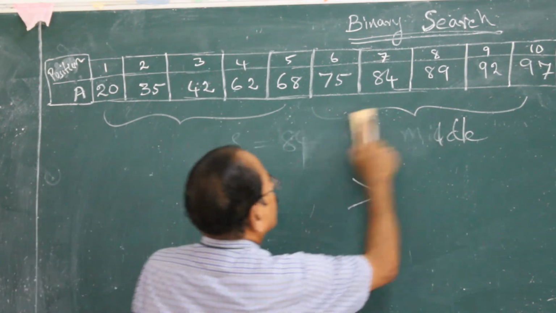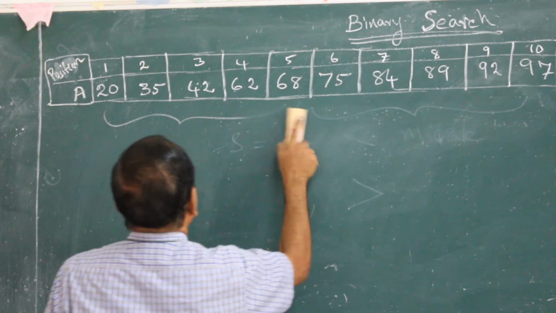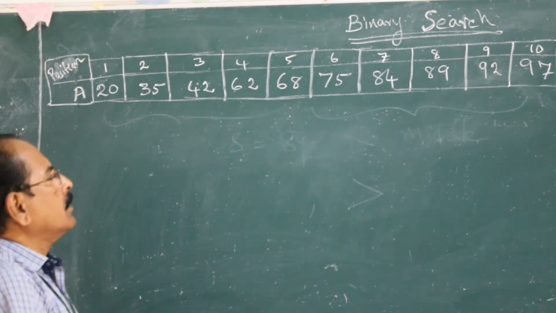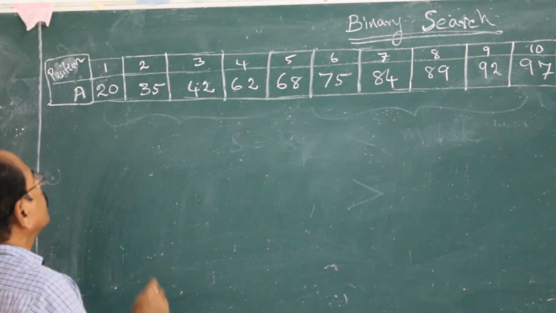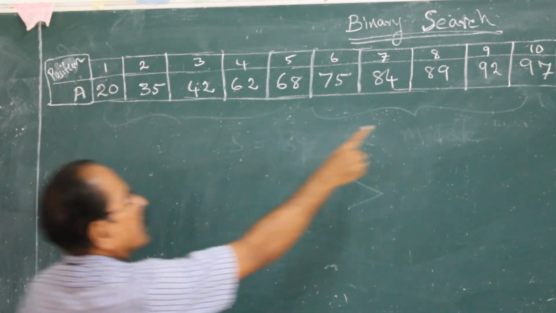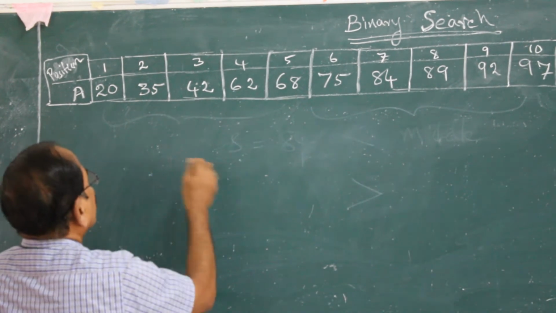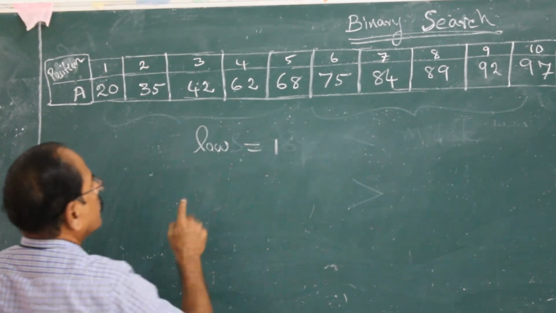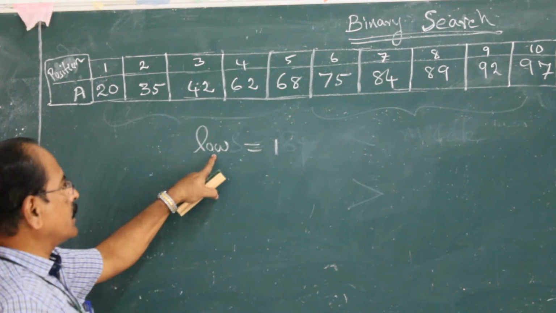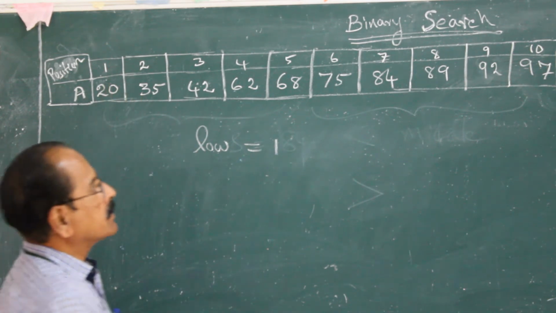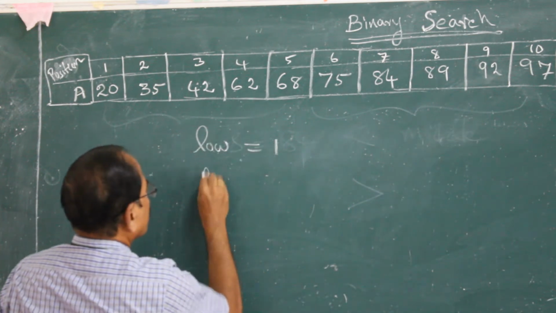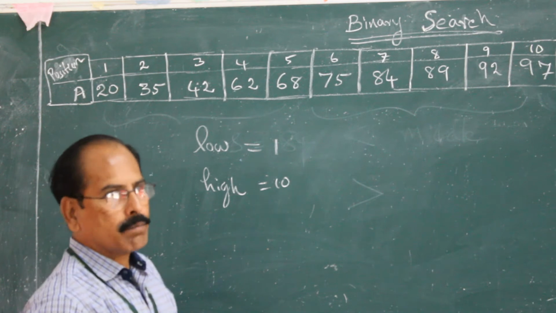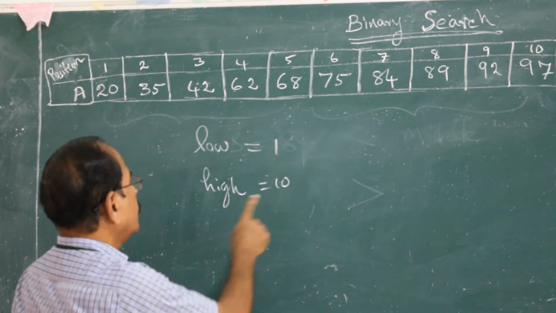Here, ten elements are there. The first position is 1, the last position is 10. Let us consider low equal to 1. It represents the first position of the array. Similarly, the last position is going to be marked as high. Its value is 10 because it is the 10th position.